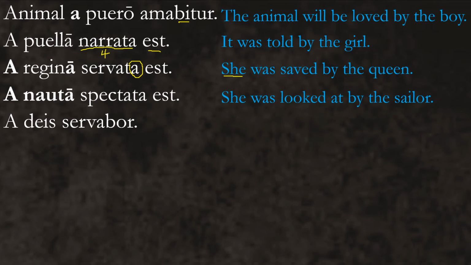A deis servabor. Ooh, there's that B again, but there's no BA. So, this tense sign tells us that we're dealing with the future. I will be saved by the gods.